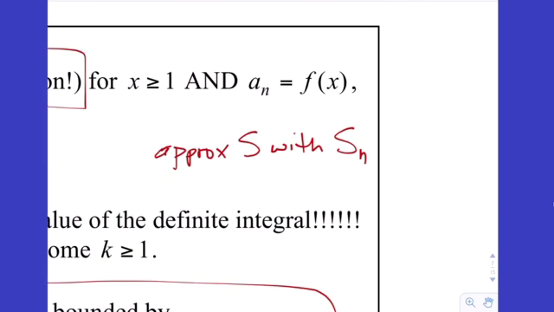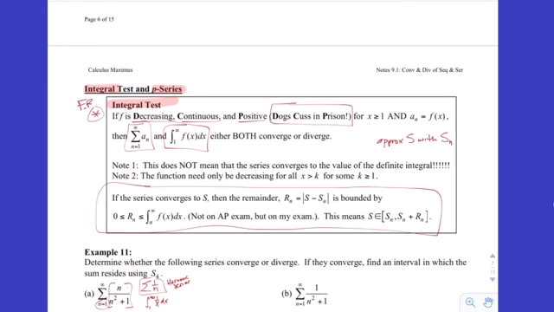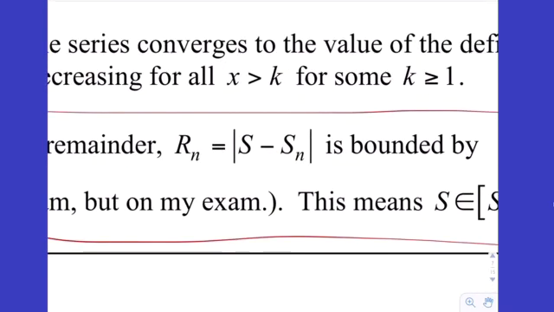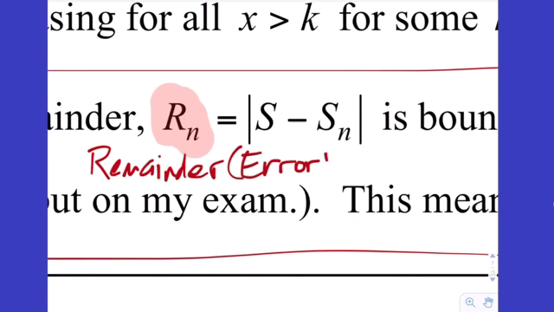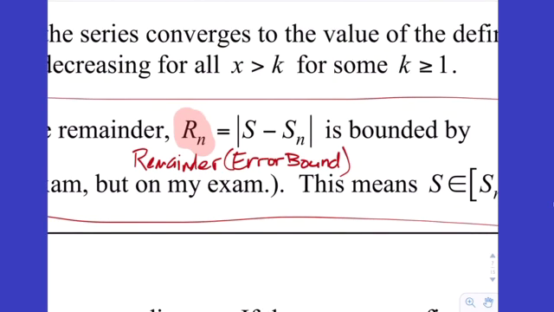So like if I add up the first 10 terms, I might be able to say, ooh, adding up the first 10 terms puts me within an eighth of a unit of the actual sum. So the actual sum could be a whole eighth unit bigger or anything smaller than that, okay? That's called the error bound. And sometimes we call that the remainder. So R sub n is called the remainder, which sometimes is called the error bound. It's an upper bound on the error, okay, using n terms.